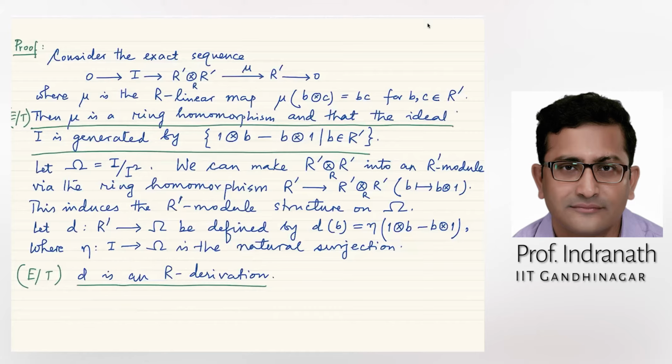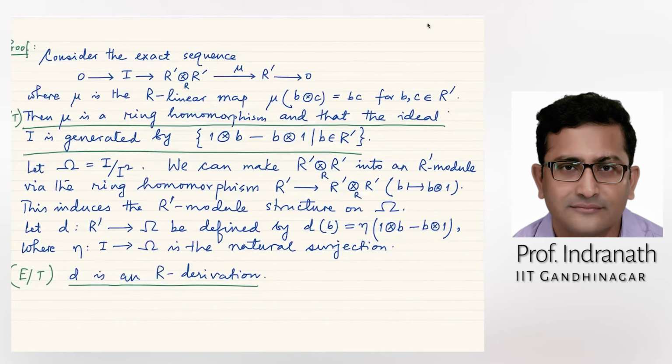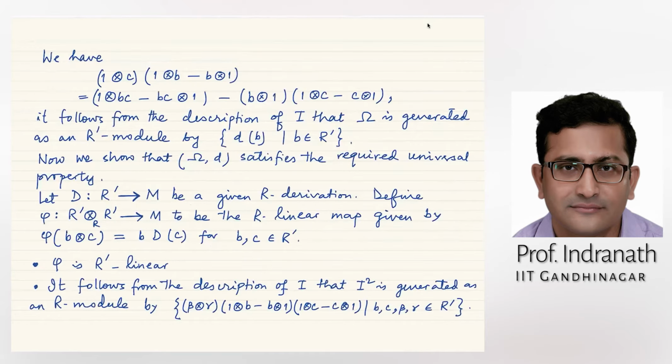Okay, so if you define this, then once again you can see that D is an R derivation. This checking is also not difficult. You can show that it's a derivation, and in fact it's an R derivation. You remember what an R derivation is? That means you have the R linearity. Now what do you have to show? You have to show the universal property. So now some quick checkings, and it would follow from the description of I.